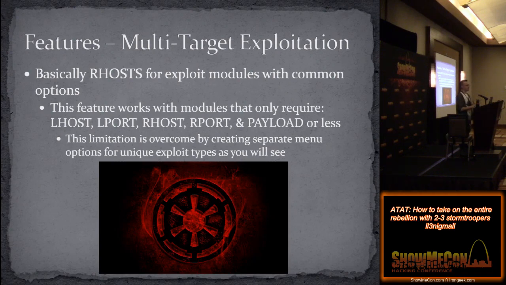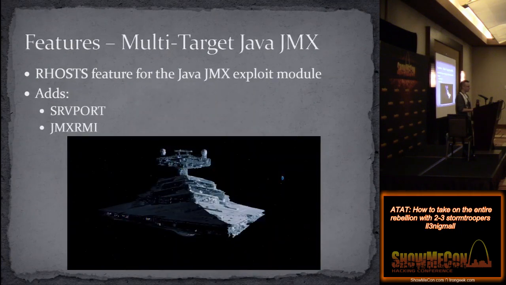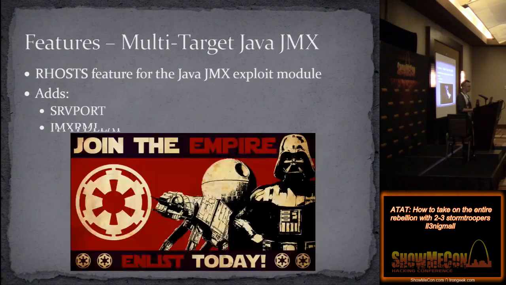This limitation is overcome by creating separate menu items for the various unique exploit module types, two of which are demonstrated here. These are two separate menu items condensed into one slide. There's an option for multi-target Struts and multi-target Tomcat attacks. And again, this is giving you RHOST functionality for Apache Struts modules and for Tomcat modules, and these are the parameters that are supported by those features respectively. I support the Java JMX exploit module, as well as the Java RMI exploit module.